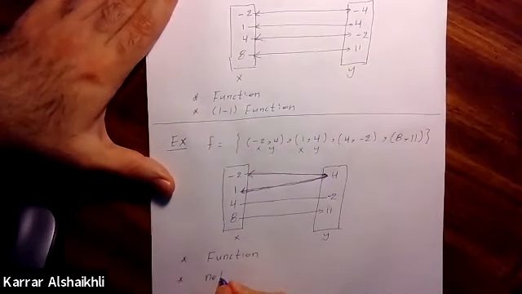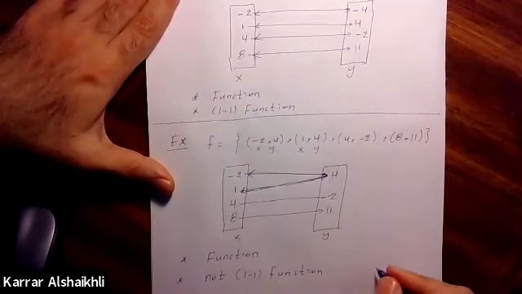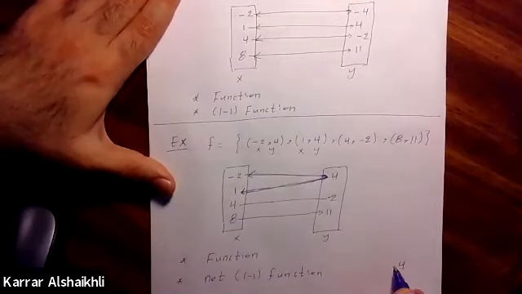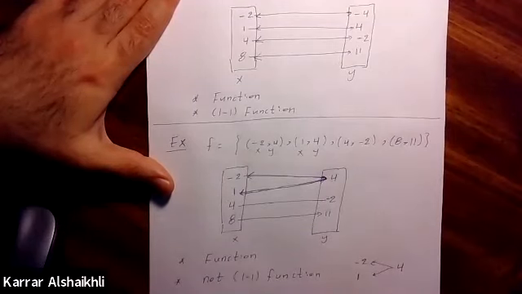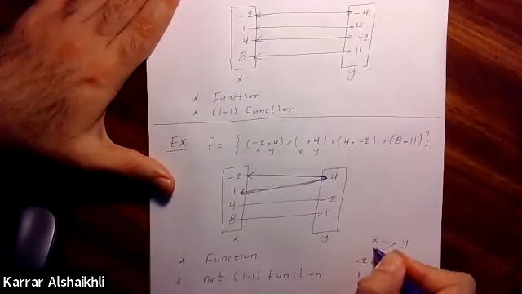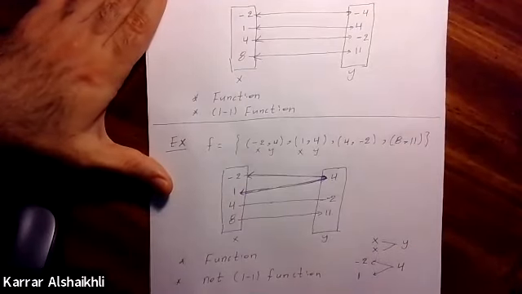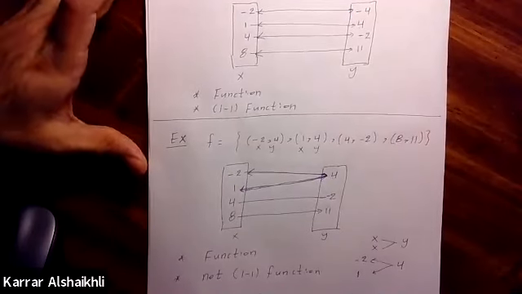So it's not a one-to-one function. Why? Because 4 goes back to two X's, -2 and 1. This Y goes back to two X's. So this is not a one-to-one function because it doesn't satisfy the second condition.